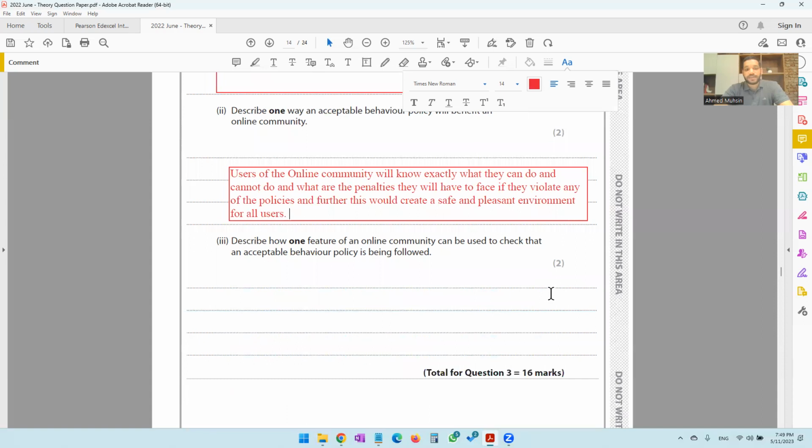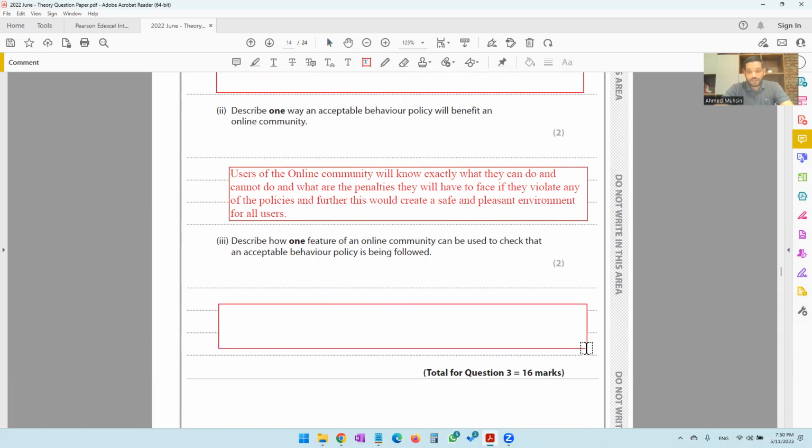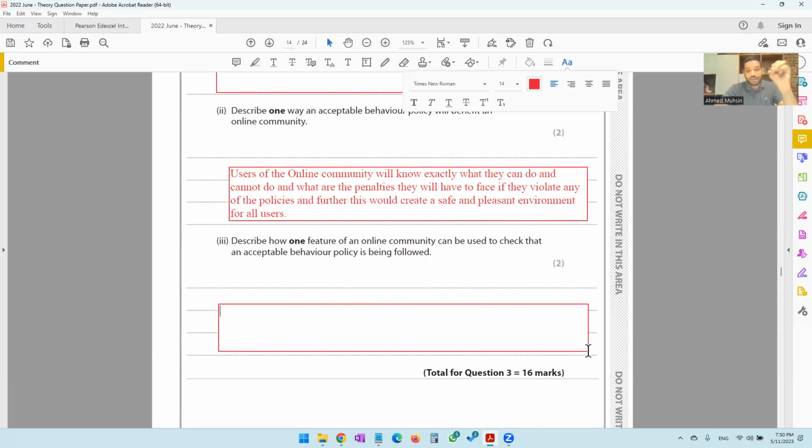Moving on next, guys. Describe how one feature of an online community can be used to check that an acceptable behavior policy is being followed. For example, an online community should have something called a profanity filter. So what does a profanity filter do? It would block comments that contain swear words in them. Or it should have a URL censor, which would block comments or posts that contain URLs of inappropriate sites. Let's mention that over here.